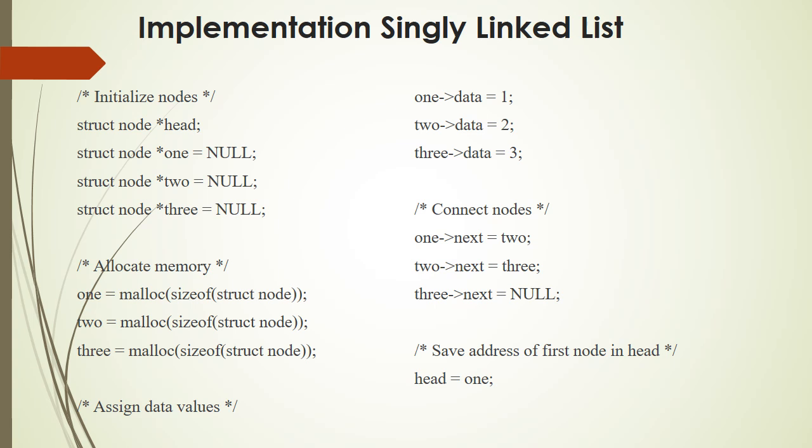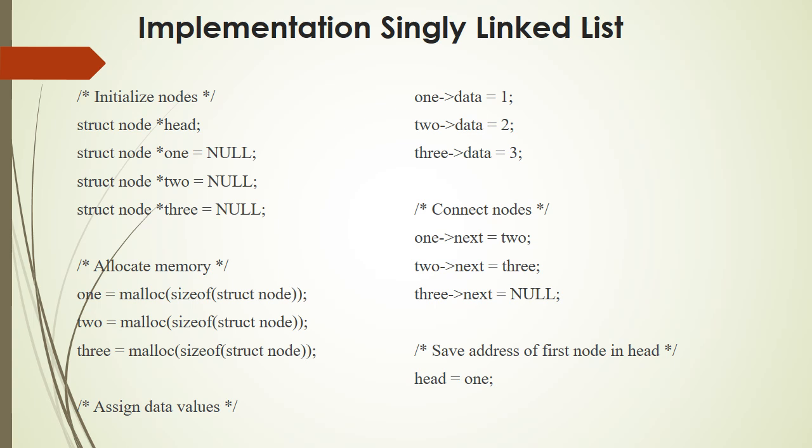To create a singly list in C, we first need to initialize the node. A node in a linked list contains data and a pointer to the next node. We start by defining a structure for the node and then declare pointers for the nodes and the head of the linked list. After initializing the node, the next step is to allocate memory for each node using the malloc function.